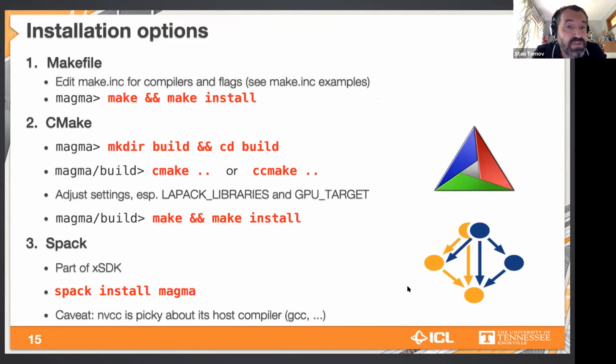Other than that, if it has to be installed, we support makefile installation, very similar to LAPACK, where a user can edit a make.inc file to adjust what compilers and flags are to be used. And then you install it just like that. Or a typical CMake installation and adjustments. And Spack, if everything works, again, can be installed just like that, or adding other specifications.